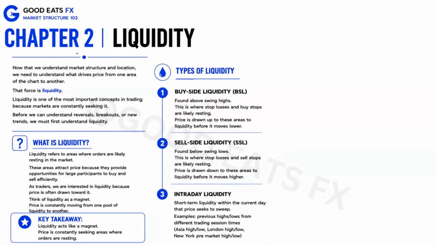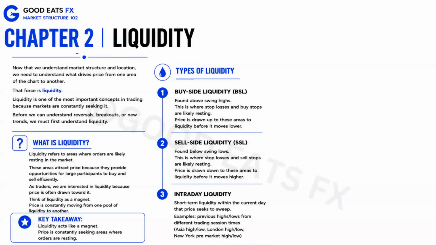There are types of liquidity that we're going to be talking about in this book. There's the buy side liquidity, which is found above swing highs. This is where the stop losses and buy stops are likely resting. Price is drawn up to these areas of liquidity before it moves lower. And for the sell side liquidity, it's found below swing lows. This is where stop losses and sell stops are likely resting. So price will be drawn down to these areas of liquidity before it moves higher.